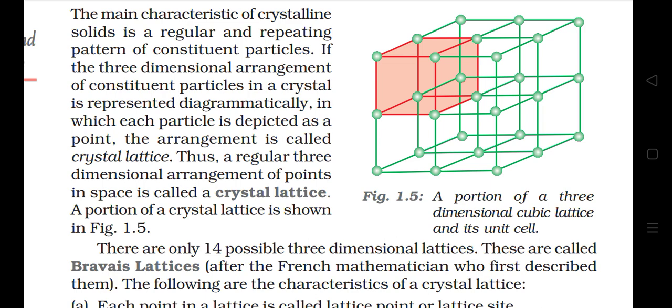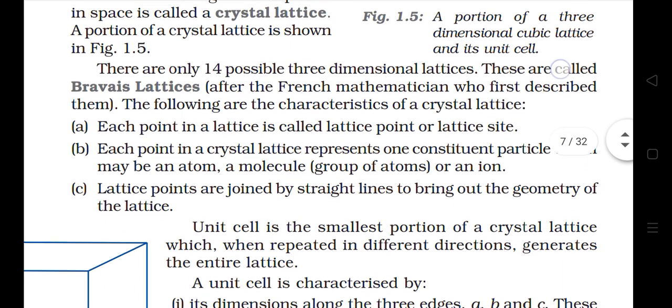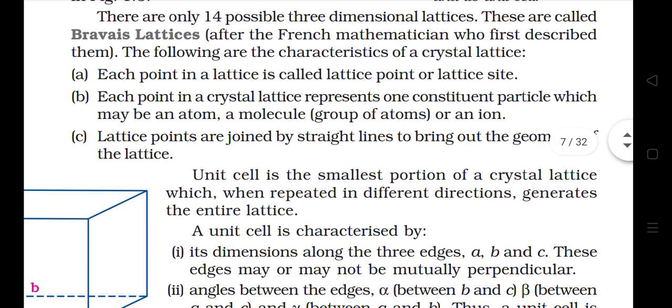There are only 14 possible three-dimensional lattices. These are called Bravais lattices, after the French mathematician who first described them. The following are the characteristics of the crystal lattice. Each point in a lattice is called the lattice point or the lattice site. Each point in a crystal lattice represents one constituent particle, which may be an atom, a molecule or an ion. Lattice points are joined by straight lines to bring out the geometry of the lattice.